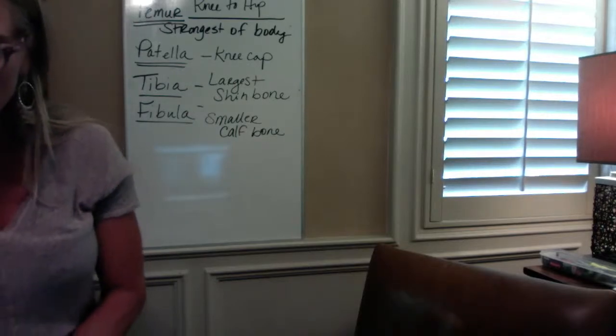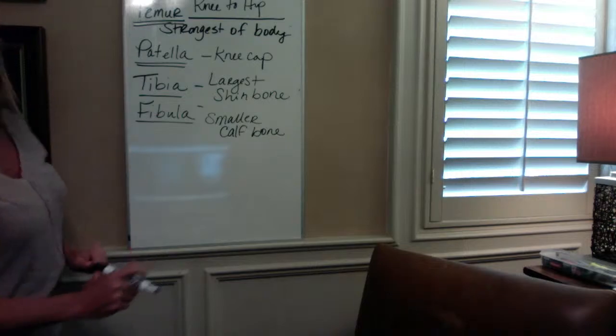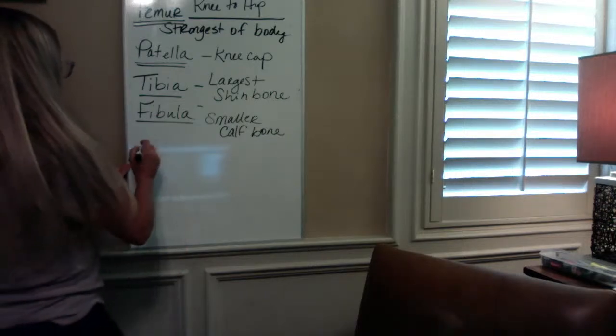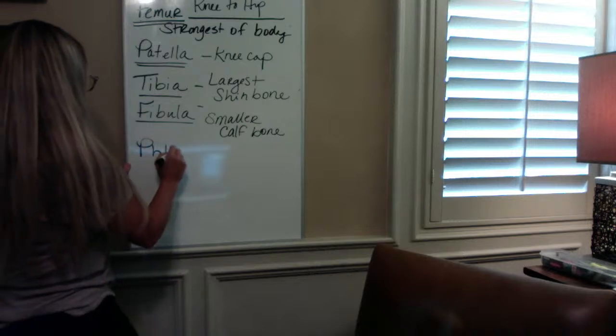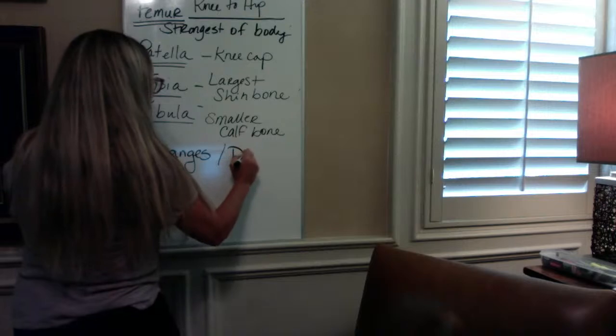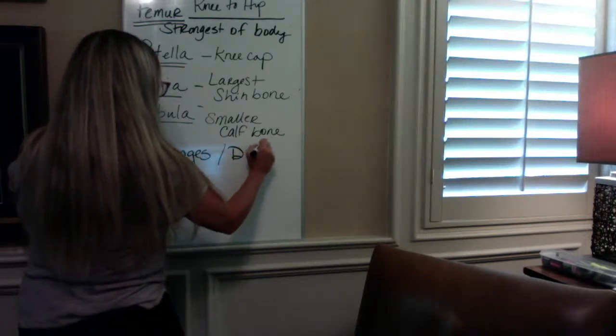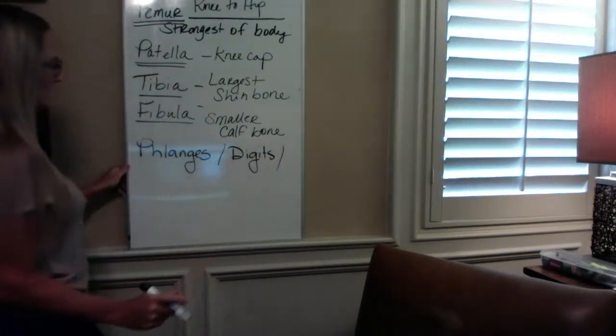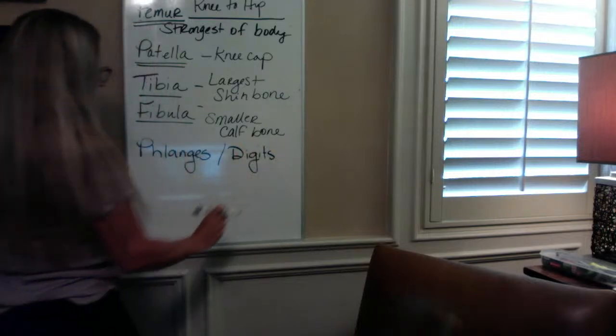Our next one was phalanges. And phalanges is spelled with a P. And at state board, phalanges sometimes are called digits. Okay? It can mean the same.